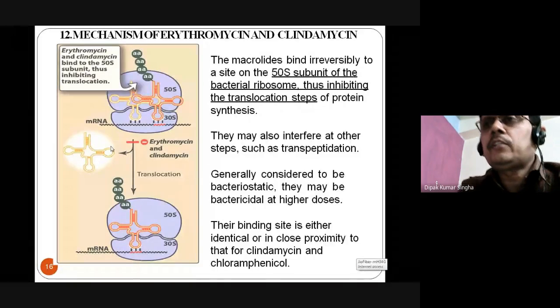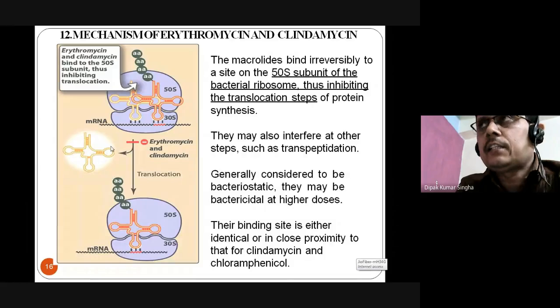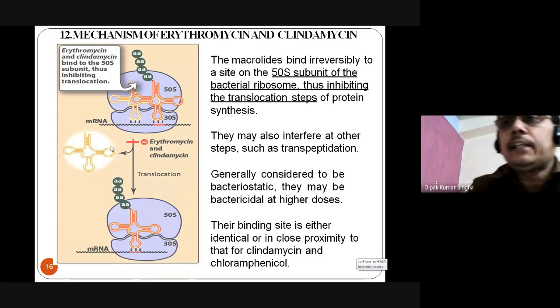The mechanism of erythromycin and the clindamycin, these are the group of macrolide types of antibiotic. Erythromycin and clindamycin, see their amino acid will be attached with this, no problem. After that erythromycin and clindamycin inhibit the translocation process.